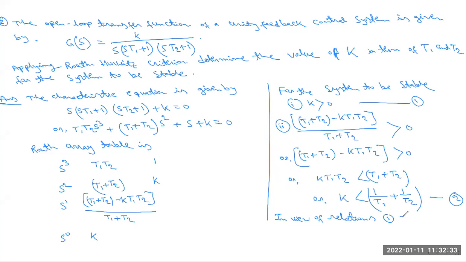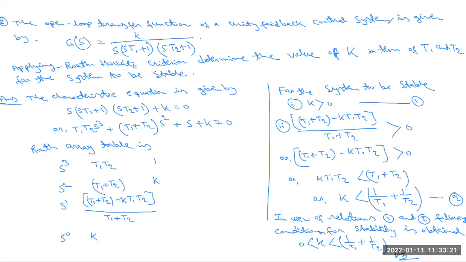Listen, from 1 and 2, the following condition for stability is obtained. That is 0 less than K less than 1 by T1 plus 1 by T2. So this is the answer.